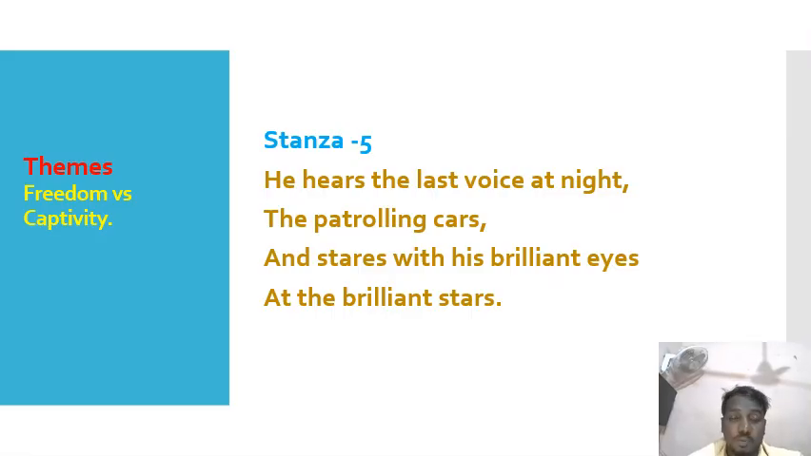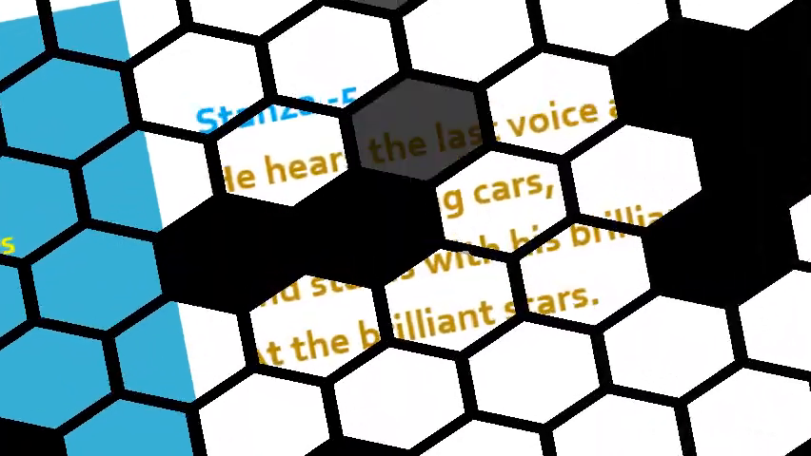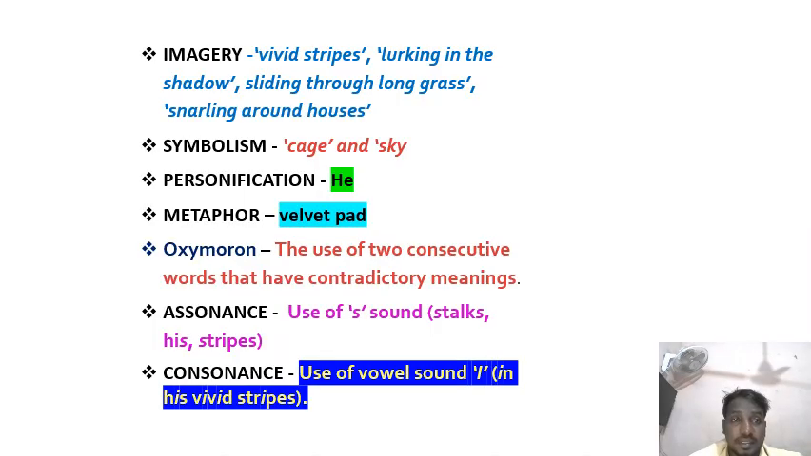Now let's move on to the figures of speech or poetic devices used in this poem. Yes, he has used the poetic device imagery. You see the examples: vivid stripes, lurking in the shadows, sliding through long grass, snarling around houses. All these phrases create a visual imagery in our mind when we read them. That's imagery. Let's move on to the next poetic device, symbolism: cage and sky. Here, the cage refers to the loss of freedom, captivity or imprisonment. That means the tiger is not given freedom, and the sky gives the freedom, the hope the tiger has of living back in its habitat, that is the jungle. The cage refers to captivity, and the sky refers to freedom.